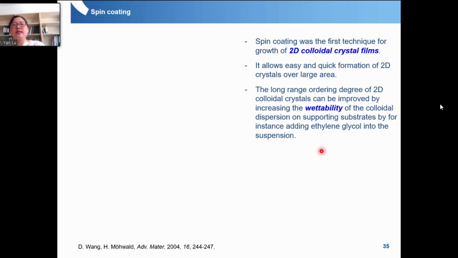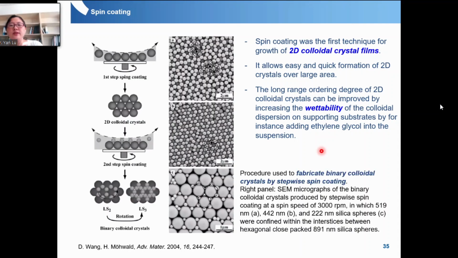And also, if you want to get long-range ordering of such colloidal films, you should try to improve the wetting, the wettability of the colloidal dispersion with your substrate. So you can think about the wetting property of the dispersion with the substrate, which is not only important for spin coating, it's also very important for other methods.